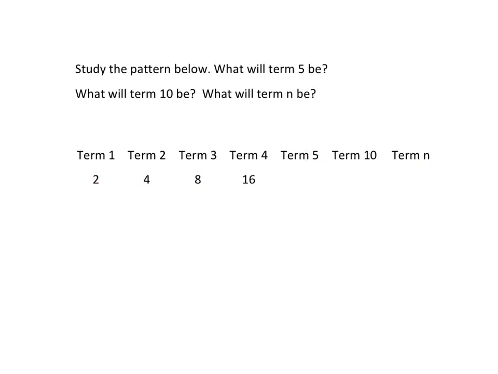Right, let's have a look at another type of pattern. Here we're going 2, 4, 8, 16. And I'm sure that you can immediately see that if you just go, what's the next number going to be? It's 2, 4, 8, 16. We're just doubling each time, so the next term is 32.